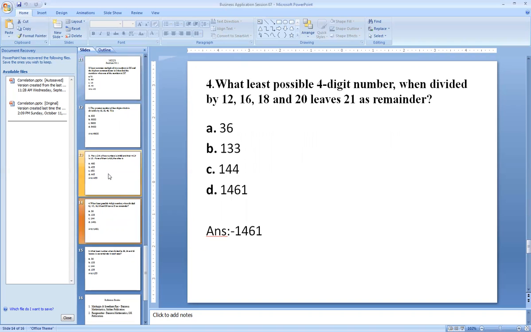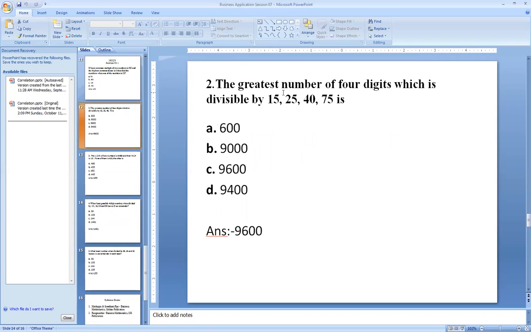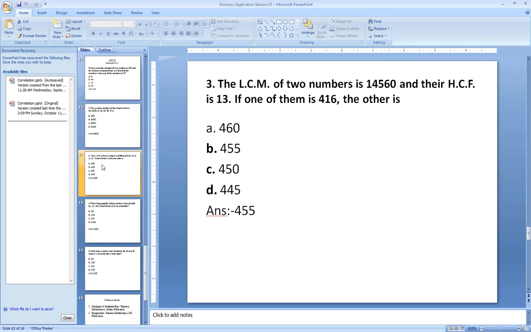And the next question: the greatest number of four digits which is divisible by 15, 25, 40, 75. We have to calculate the HCF of these four numbers, either by the division or factorization method. Among the four options, 9600 is the answer. And the third question in MCQ: the LCM of two numbers is 14,560 and HCF is 13. One of the numbers is 416, find the other. Substitute the values in the equation formula, then we get the value.